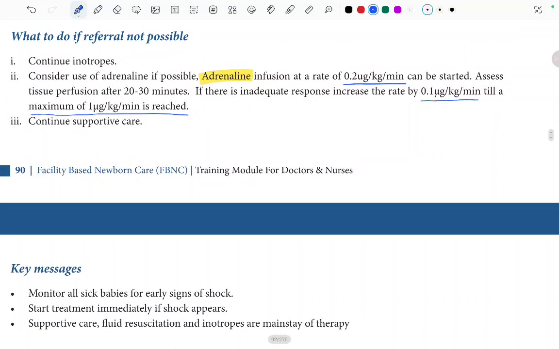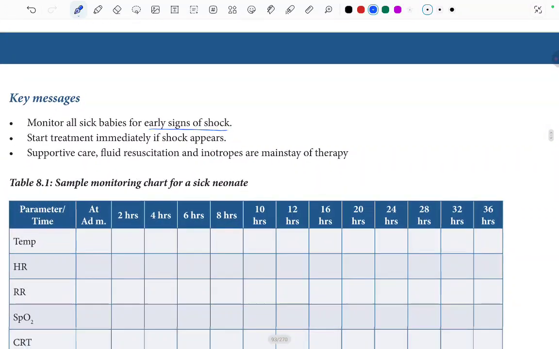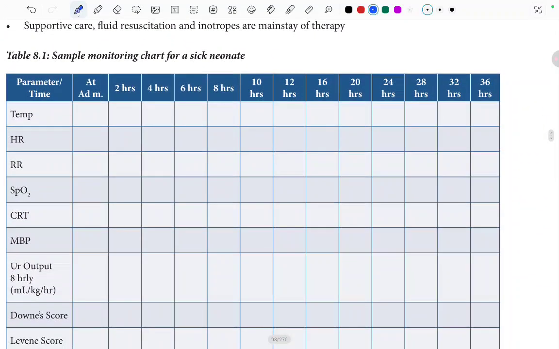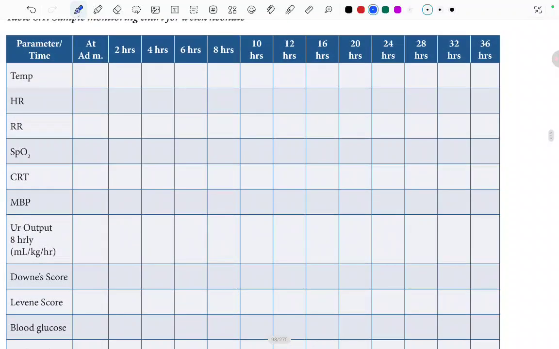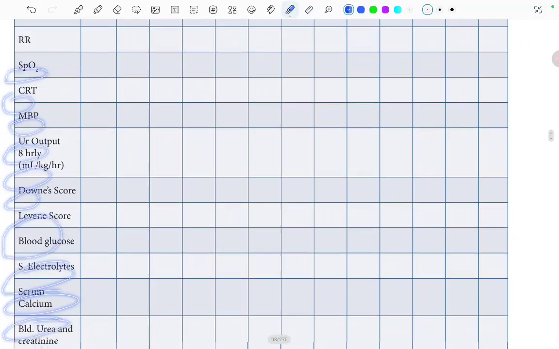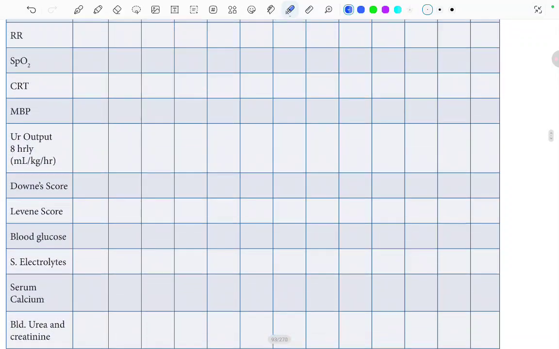The key message is to monitor all sick babies for early signs of shock. Start the treatment immediately if shock appears. Supportive care, fluid resuscitation and inotropes are the mainstay of therapy. This is a sample of monitoring for a sick neonate. We have to monitor temperature, heart rate, respiratory rate, SpO2, CRT, mean blood pressure, urine output every 8 hourly, Downes score, Levine score, blood glucose, serum electrolytes, serum calcium, and blood urea and creatinine.